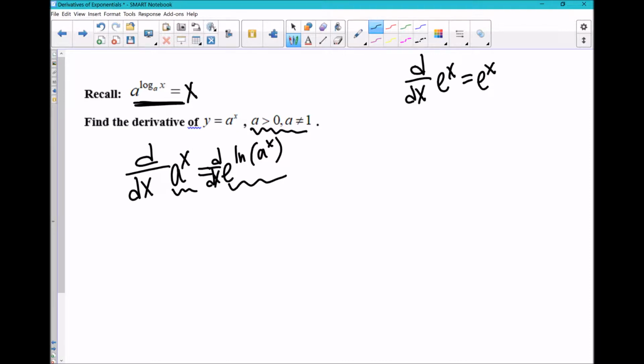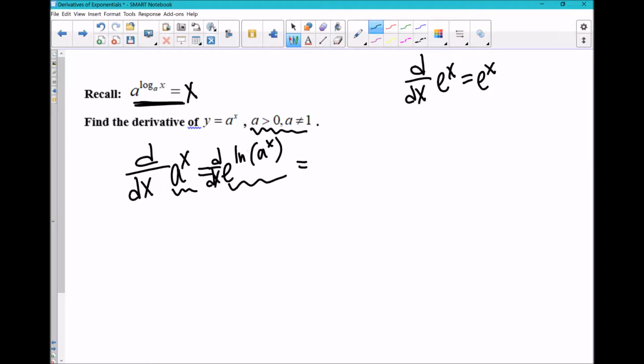Now, why can we do that? Well, it's because e and the natural log are the same base. So they would cancel each other out, and you would just get a to the x. This comes out to be the exact same thing. Now, why do we do that? It's because we know how to find the derivative of e.